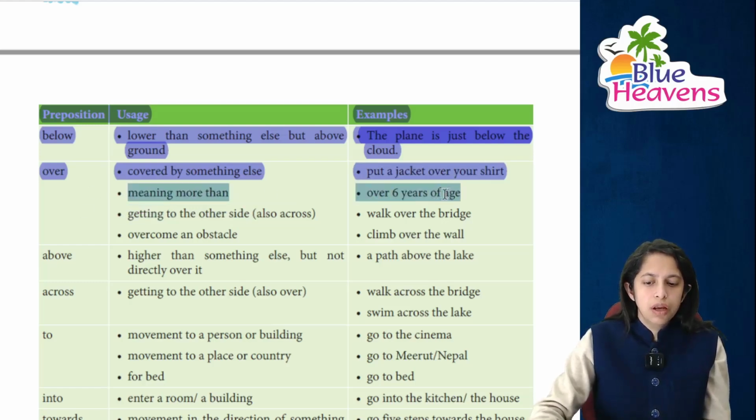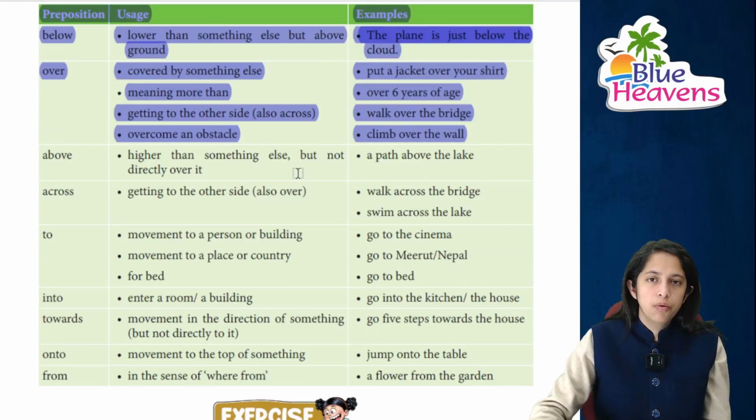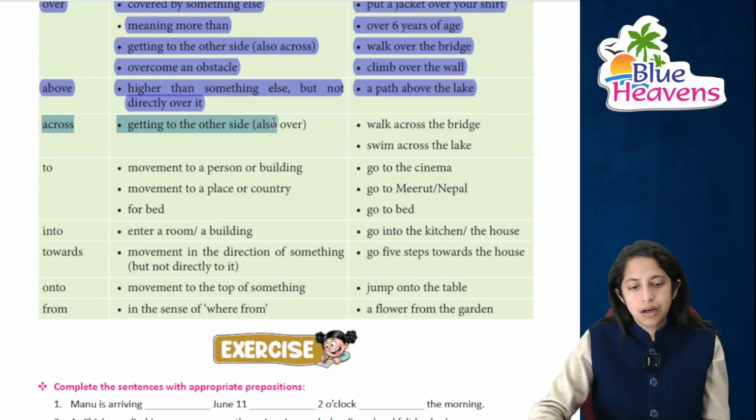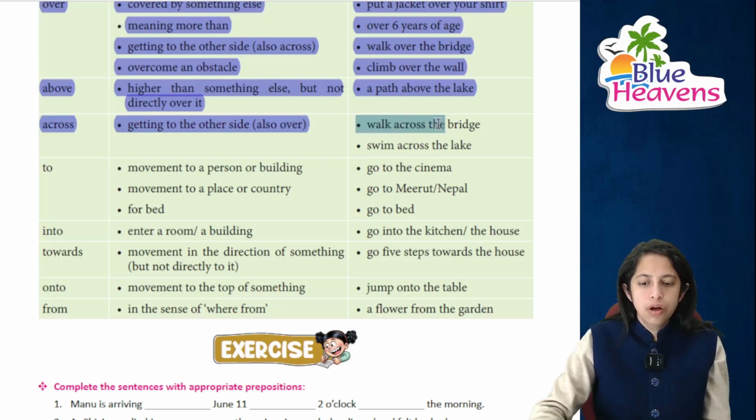Meaning more than means over 6 years of age. Getting to the other side means walk over the bridge. Overcome an obstacle means climb over the wall. Above, higher than something else, but not directly over it. A path above the lake. Across, उसको cross करके जाना. Getting to the other side also covers, जैसे walk across the bridge, swim across the lake.